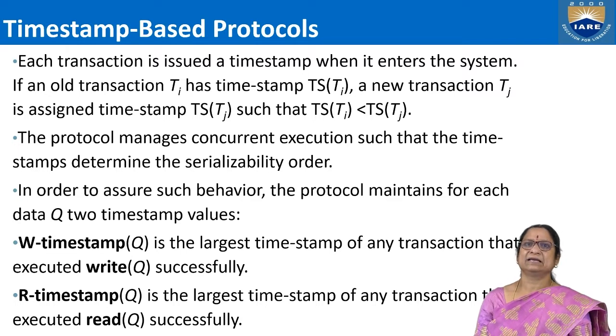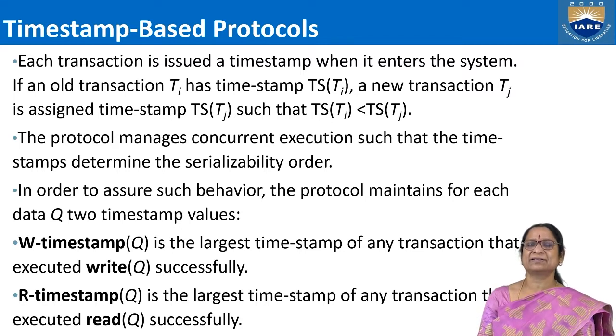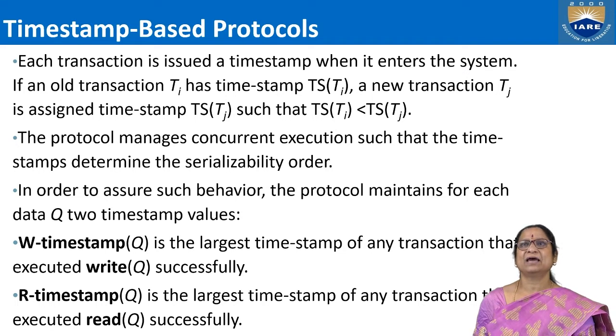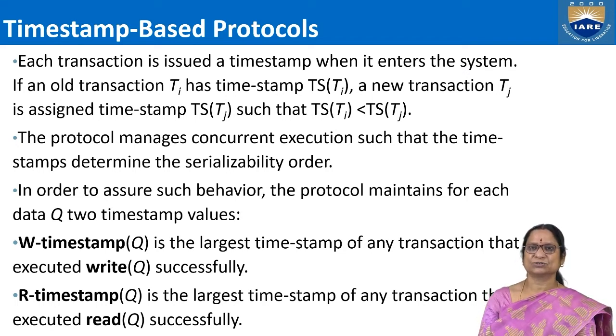How are they allocated? The write timestamp of Q is the largest timestamp of any transaction that executed write(Q) successfully. So whichever transaction has executed write(Q), its timestamp will be the write timestamp of that object. Similarly, the read timestamp is the largest timestamp of any transaction, that is, the transaction having the largest timestamp, meaning the most recently entered, that executed read(Q) successfully. That timestamp is allocated to our data item Q.